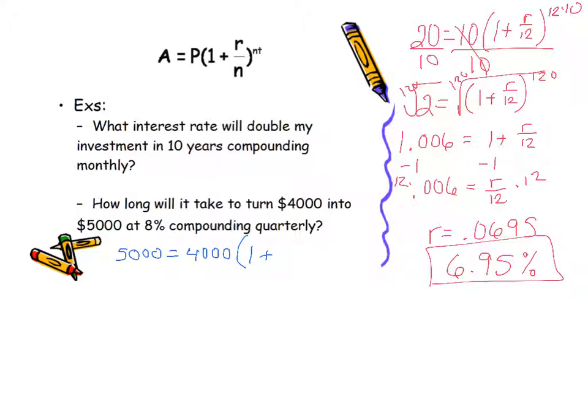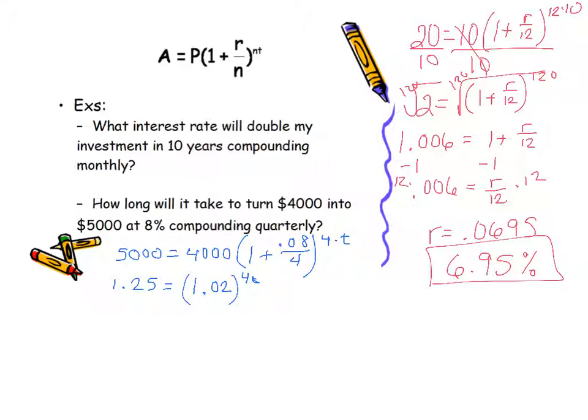1 plus the interest rate, 0.08, divided by 4, because compounded quarterly means 4 times a year, to the n, it was compounded quarterly, times t. I don't know the number of years. That's what I'm looking for. First step, divide by 4,000 on both sides. That's going to simplify to 1.02 to the 4t.